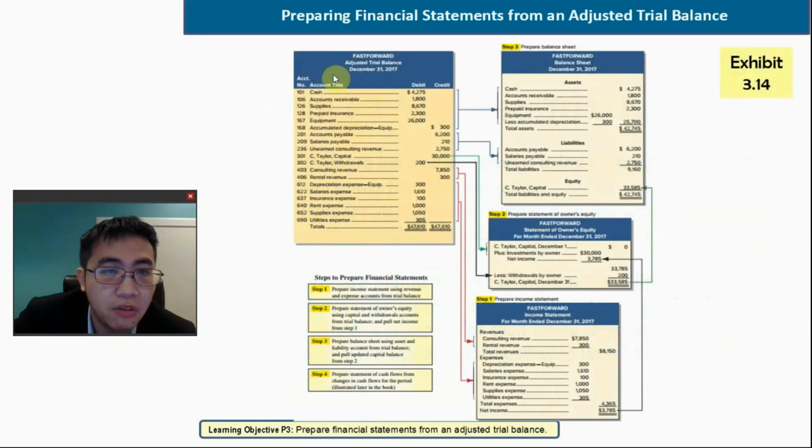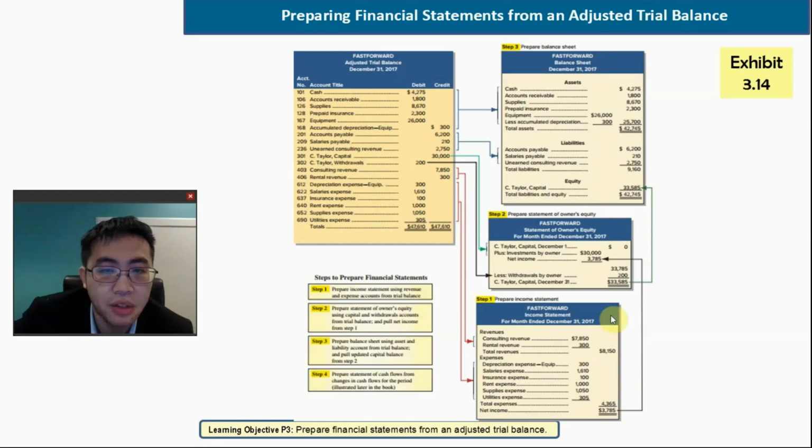So step number 1, from this trial balance with all these account titles, you have already put the numbers in either debit or credit. So you are going to extract all the revenues and expenses first. You see revenues are here, the expenses are down here, and they all come from this adjusted trial balance. And then based on the adjusted trial balance, you are going to prepare an income statement. An income statement is basically the revenue minus all expenses to get net income.